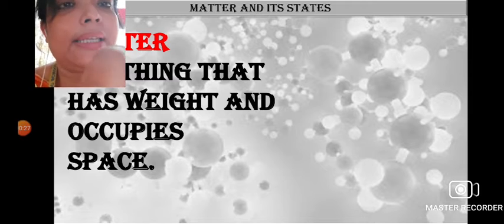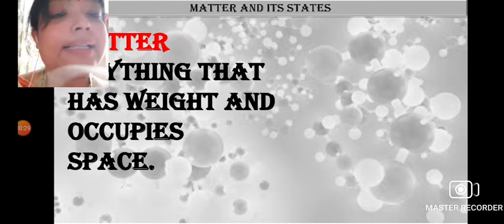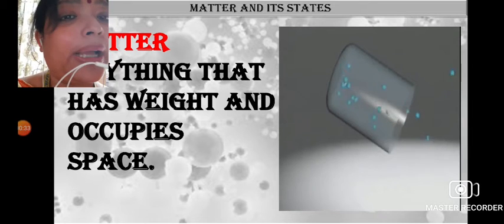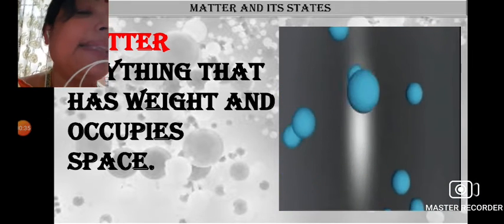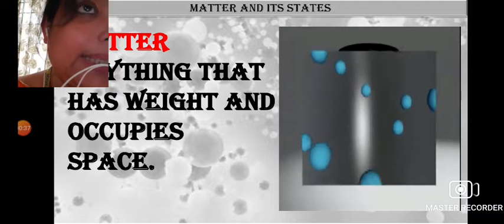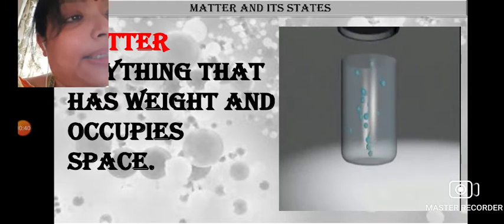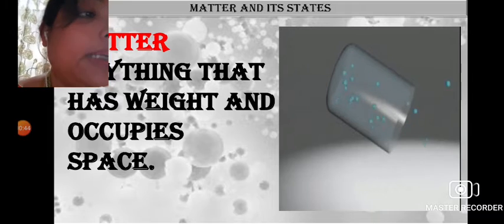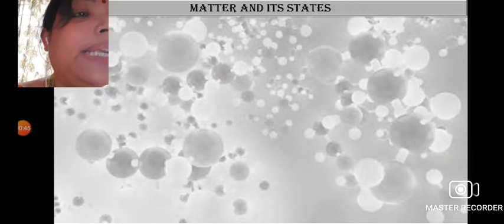So the first one is matter. That is anything that has weight and occupies space. Anything that has weight and can occupy space is known as matter.